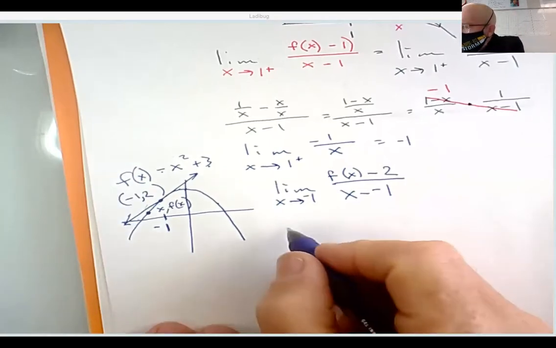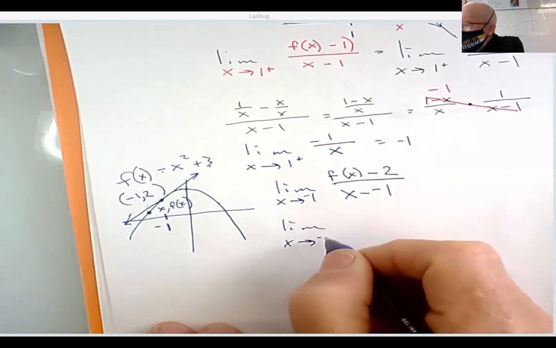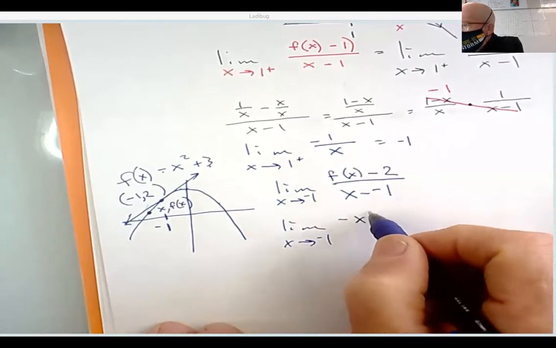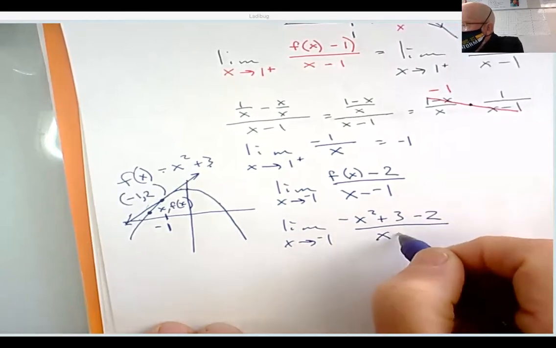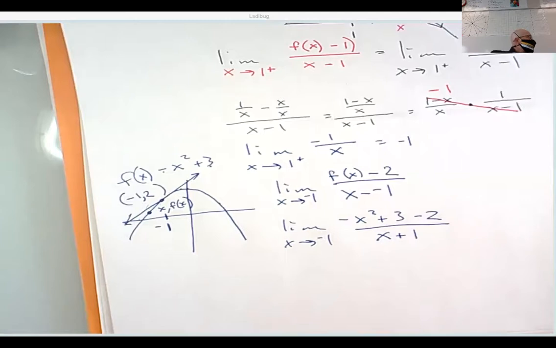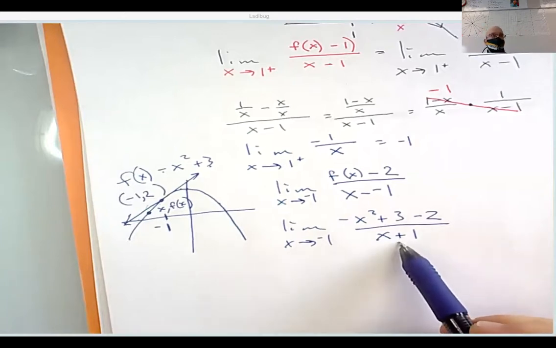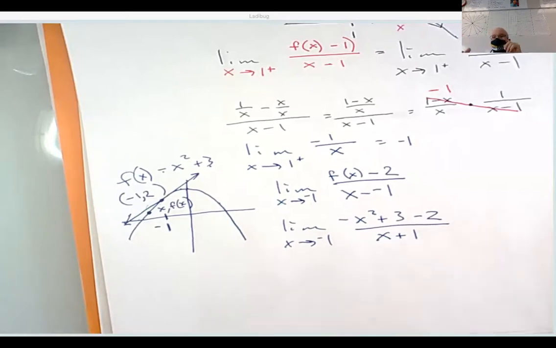So now I'm going to write the limit as x approaches negative 1. And I'm going to have a negative x squared plus 3 minus 2 over x plus 1. I can't substitute because I get 0, correct? So I'm either going to simplify fractions, multiply by the conjugate, or factor. Which of those 3 do you think it's going to be here? Factor. Well, I got a little work to do, don't I?